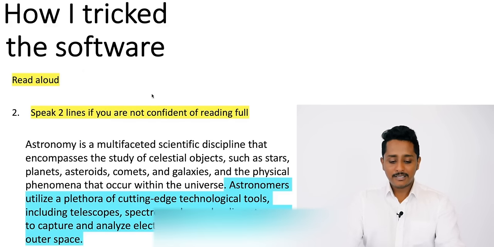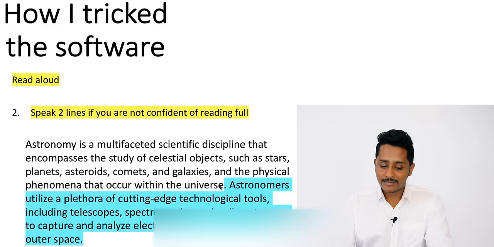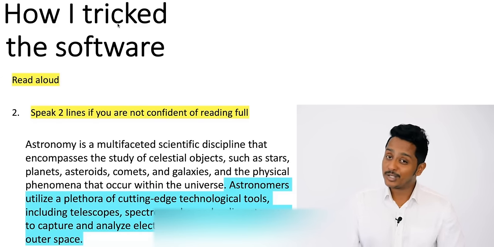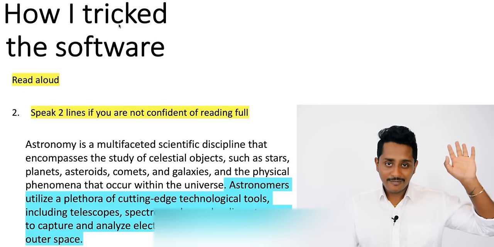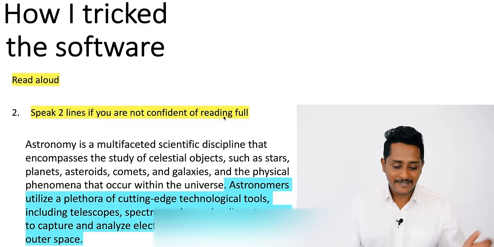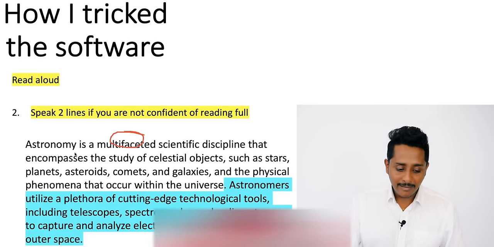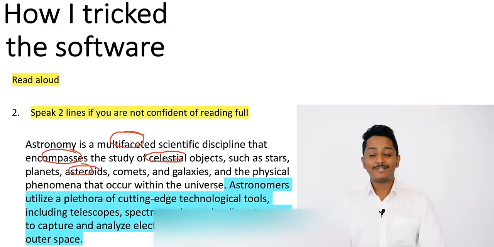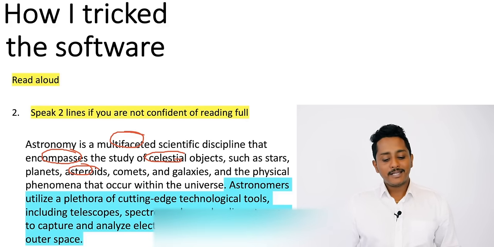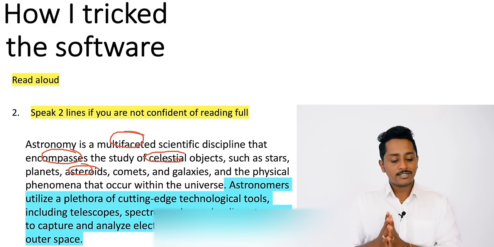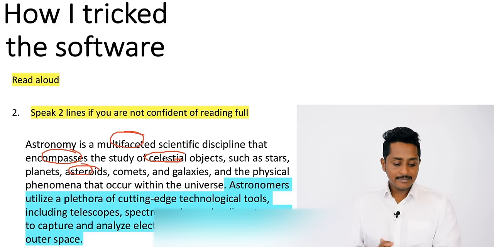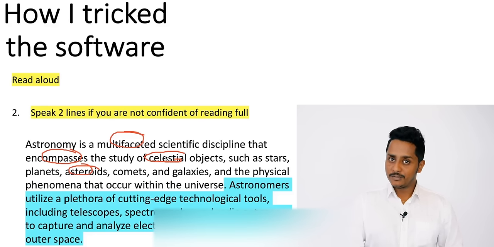So now I'm going to speak, probably till universe, what I've written here. And pay more attention. I'm telling you, every second of the video is important. Otherwise, you end up understanding in your own way and implementing in your own way, while what I meant is something different. So I'm going to skip this word, this word, this word, this word. Now I read 2 lines. "Astronomy is a scientific discipline that the study of objects such as stars, planets, comets, and galaxies, and the physical phenomena that occur within the universe." Full marks.